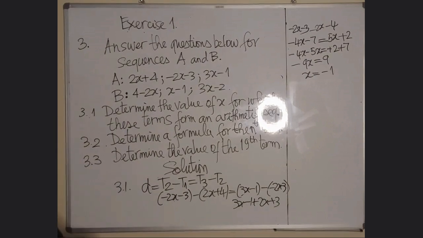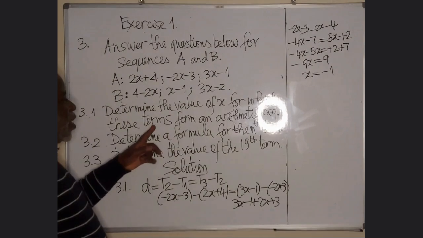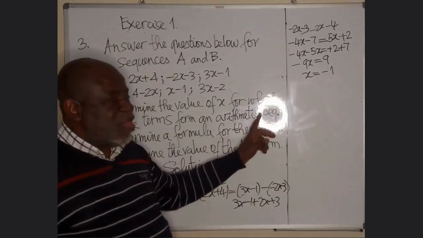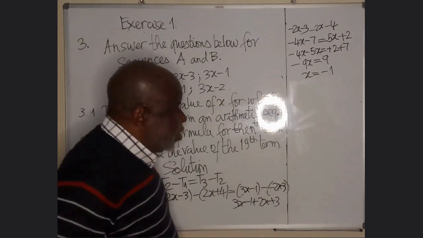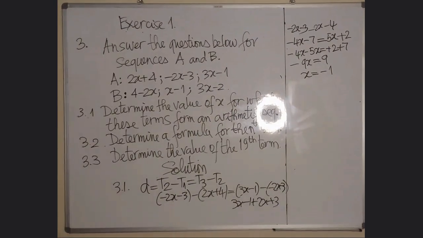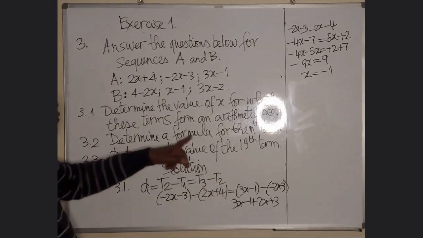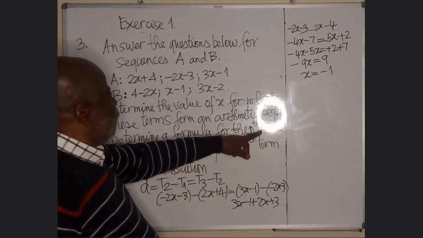So the value of x for which these terms form an arithmetic sequence is negative 1. X is equal to negative 1. We're going to question number 3.2. Determine the formula for the nth term.